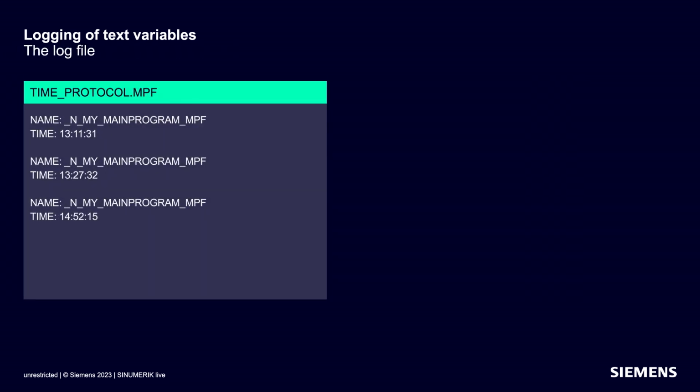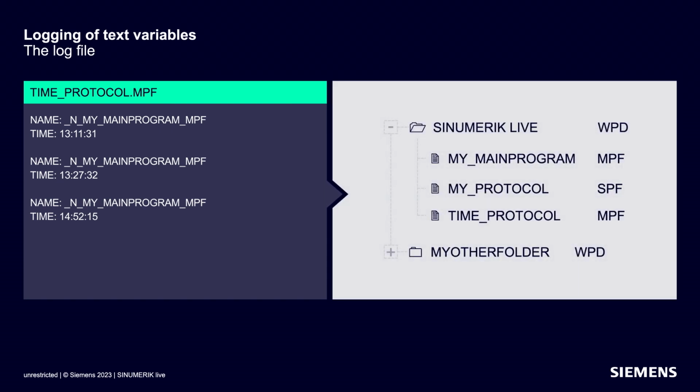Now let's consider the log file. It has the extension MPF and is actually nothing more than a CNC program. The first line of an entry contains the name of the calling program, here my underscore main program. The second line of the entry shows the time. In the first entry, the indicated time is 1 p.m., 11 minutes and 31 seconds. As can be seen from the log file, this program was started two more times.